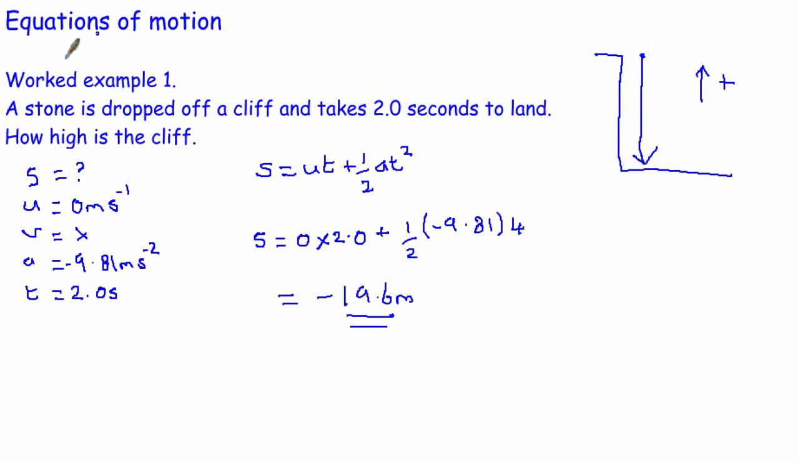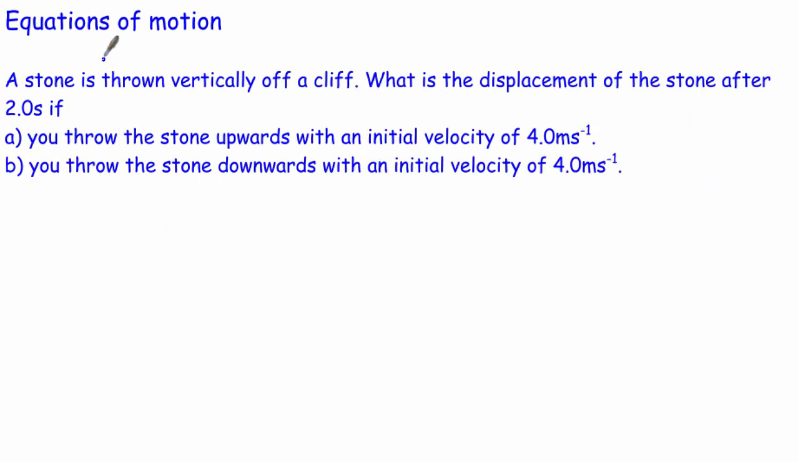So the second example we're going to look at is a similar type of example. This time we've got a stone that's thrown vertically off a cliff. And we want to know what the displacement of the stone is after 2 seconds if A, we throw a stone upwards with a certain velocity, or B, throw the stone downwards with a certain velocity. So if we draw a picture, here's our cliff. Someone's standing here and the stone is at the same level as the cliff. In the first instance, we're going to throw the stone upwards with a certain initial velocity.